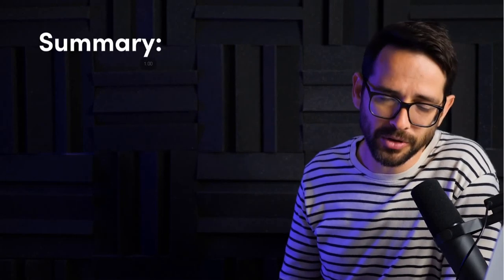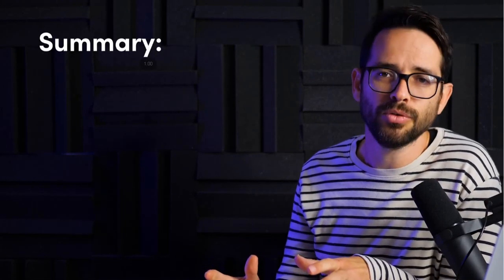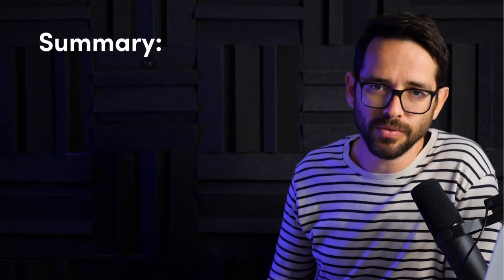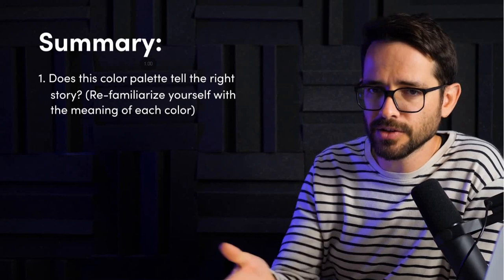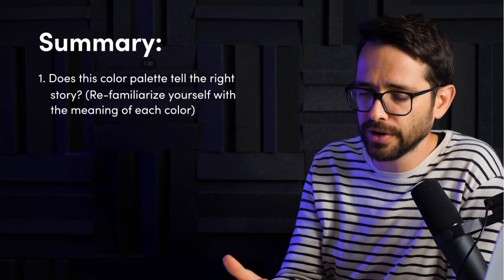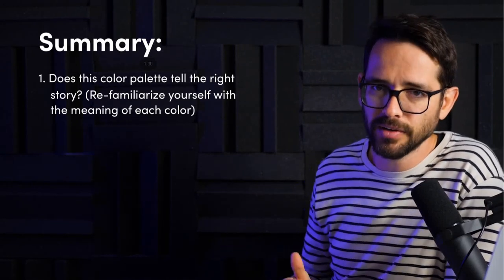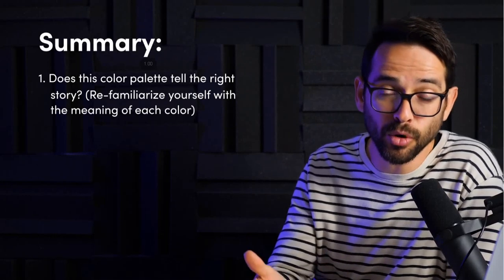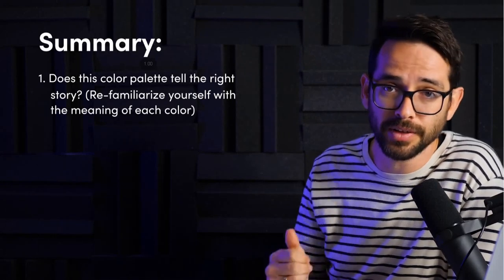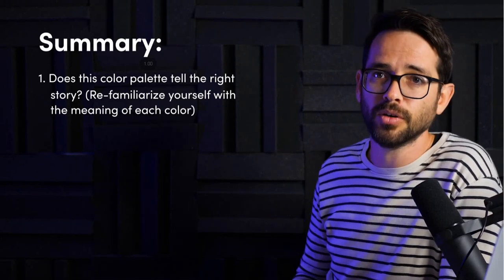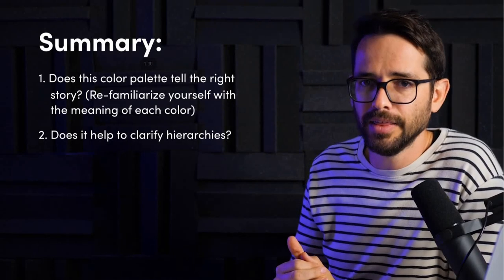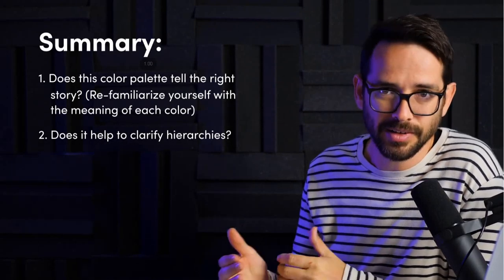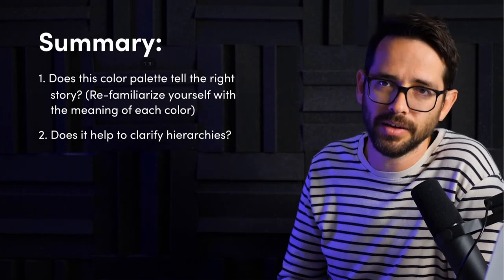So to sum up what we've covered in this chapter, when you look at the design that you've created, you want to ask yourself, does this color specifically and this whole color palette help me tell the story and the message that I'm trying to convey that is appropriate for this brand, for this project, for this product? That's question number 1. Question number 2, does the color actually help me to clarify the hierarchies in this design, or does it hinder and confuse the hierarchies in this design?